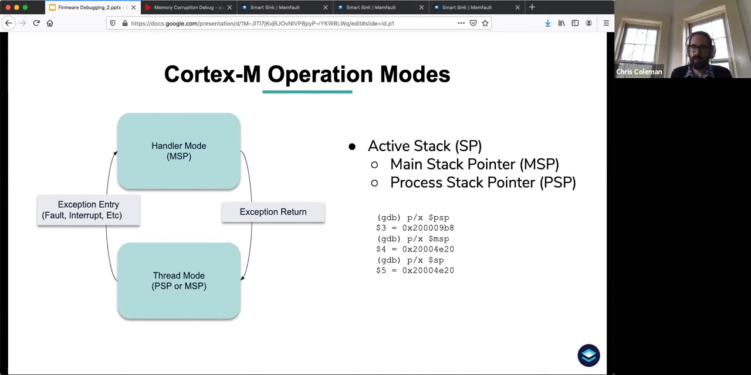For the different modes, there's different stack pointers that can be active. They're referred to as the main stack pointer and the process stack pointer. The reason there's usually two stack pointers is you get better isolation between your interrupt handlers and your main code. So if you, for example, are running off the end of your process stack pointer and that triggers an exception, your exception handler will still be able to run because that's a different stack pointer. And what you can do in GDB or any debugger is dump these registers. And what you'll see is that the PSP or the MSP, one of them, will always point to the SP, which is the active stack pointer.